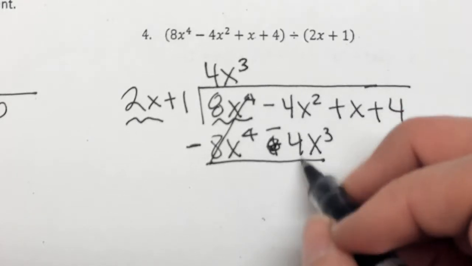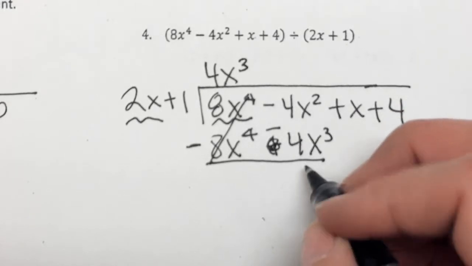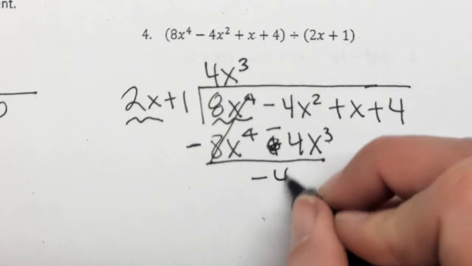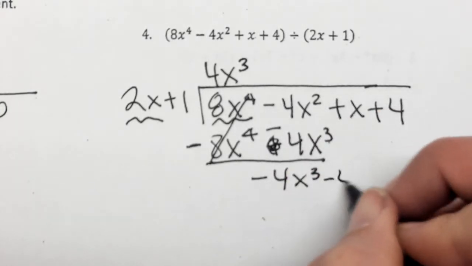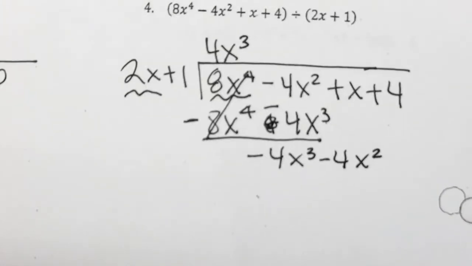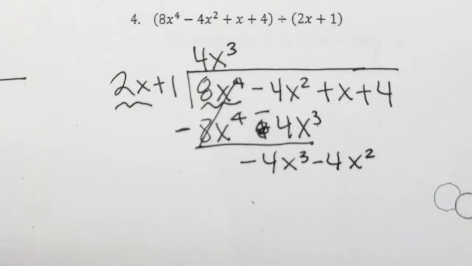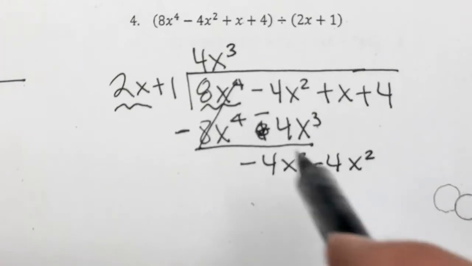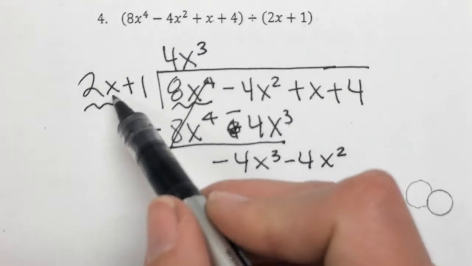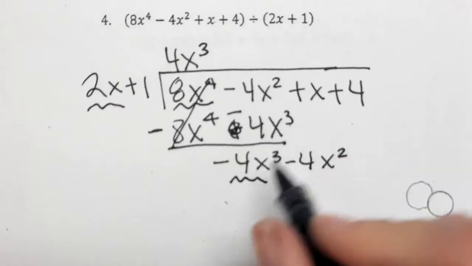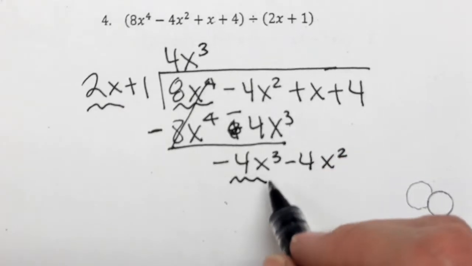But which one has to come first? Yes, the one with the highest exponent. So negative 4x cubed minus 4x squared. Again, we couldn't combine these because they have different exponents. So you just bring it down just like you see it. And now start the process over. How many times can 2x go into negative 4x cubed?